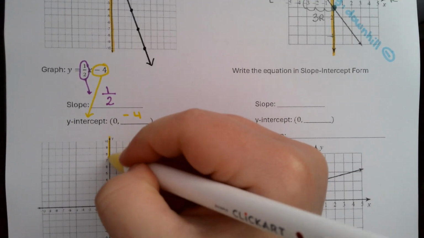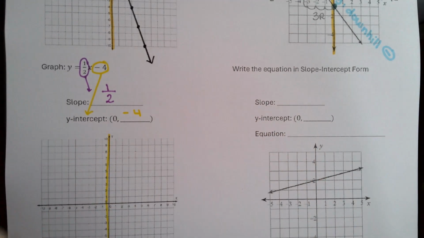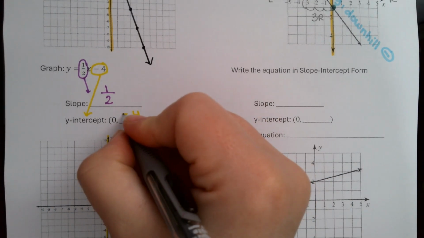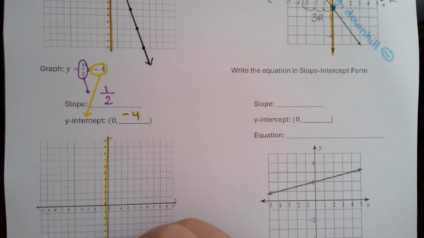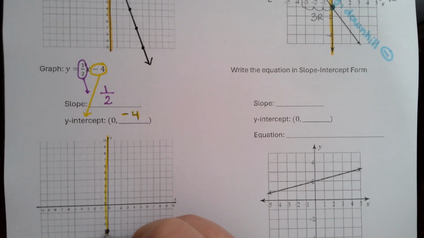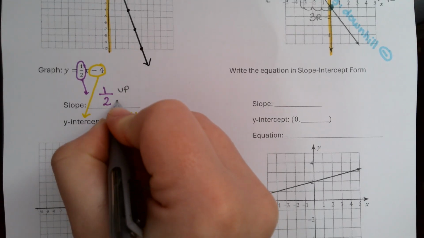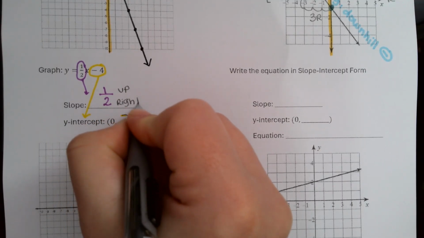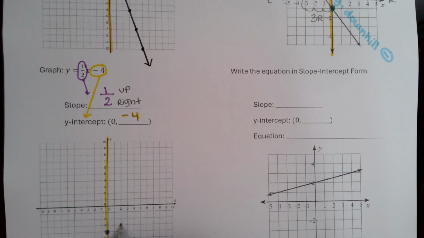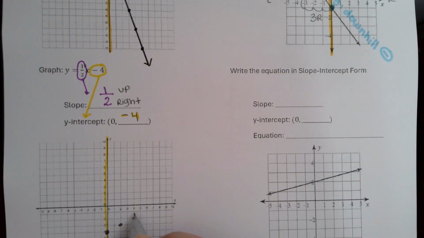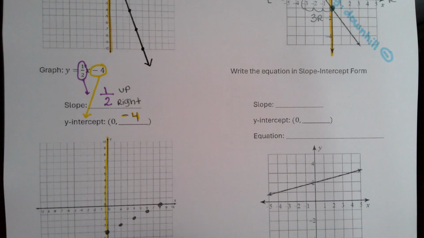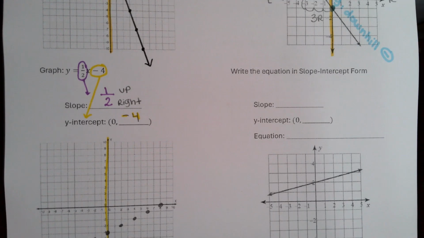Remember, this -4 is our starting number on the y-axis. So I'm going to find -4 here, all the way down here. Looking at our slope, it is positive, so that means we're going to be going up 1 and to the right 2. Up 1, right 2, and repeat. Then down 1 to the right 2, down 1 to the right 2. And you want to keep going until you run out of space.